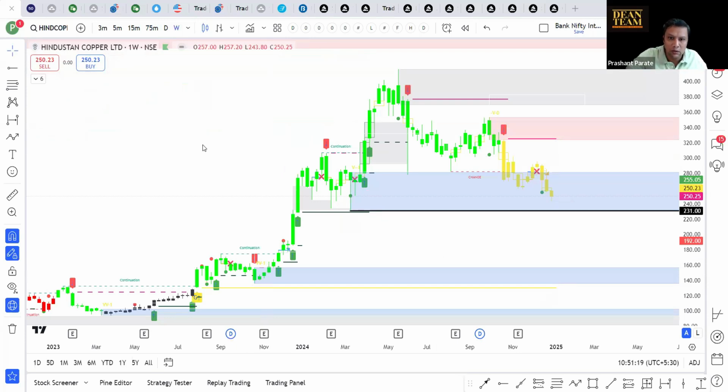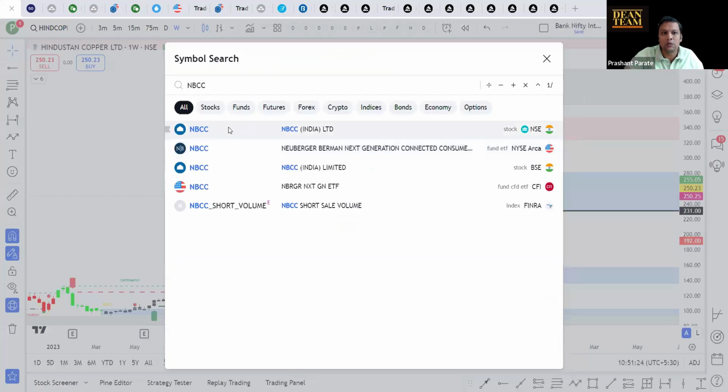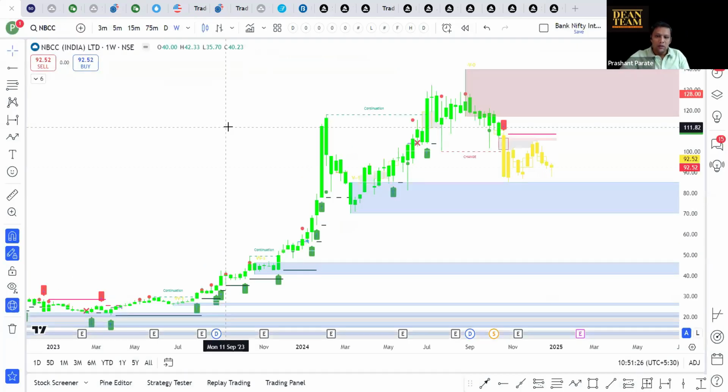NBCC. Prashant sir, you have my indicators. You can check based on force and trend.